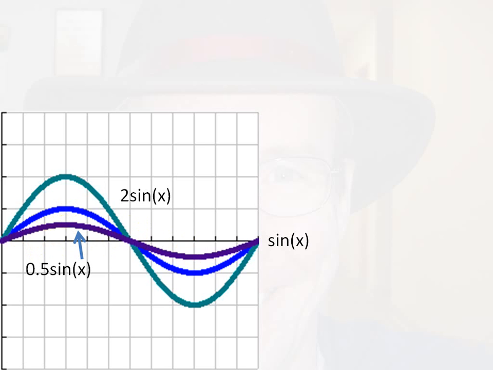Now notice for this 2 sine x, the amplitude is 2. Sine x, the amplitude is 1. And for 0.5 sine x, the amplitude is 0.5. And in general, we're going to say that the amplitude is the absolute value of the coefficient of sine. So if you're asked, well, what is the amplitude of sine? It's the absolute value of its coefficient.